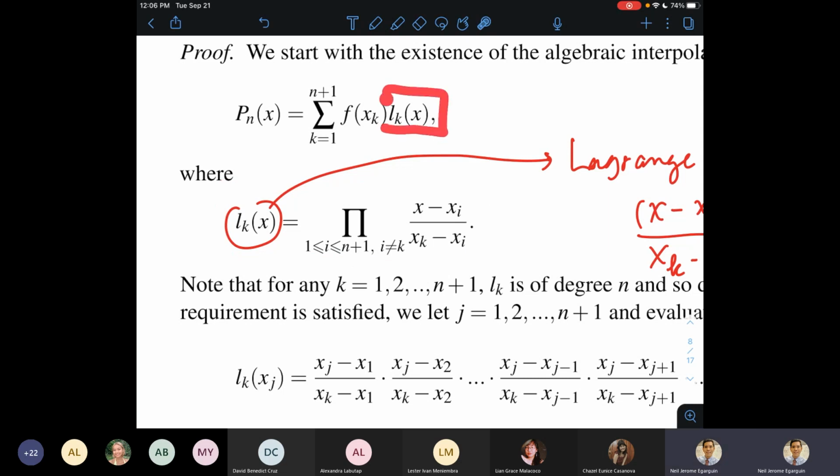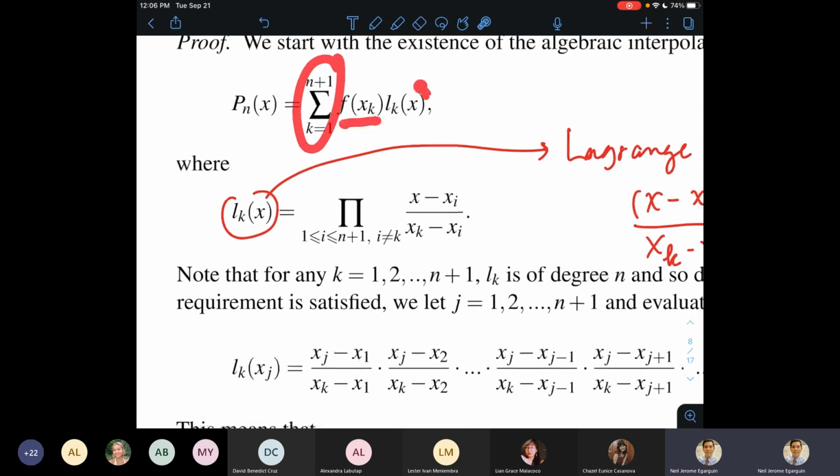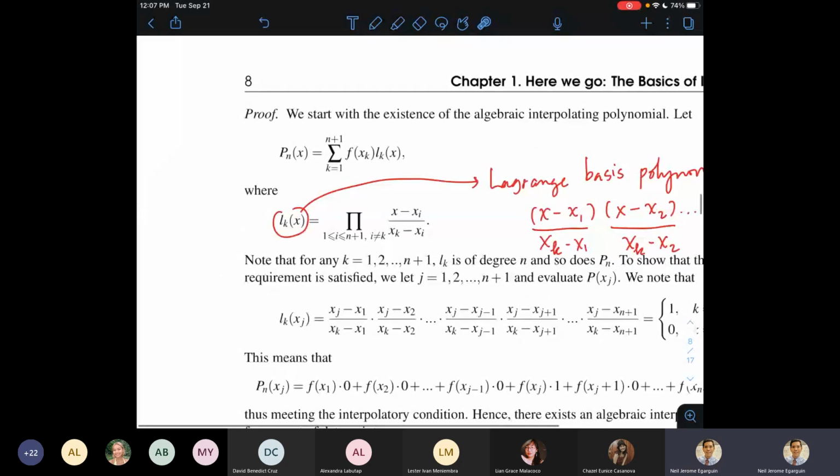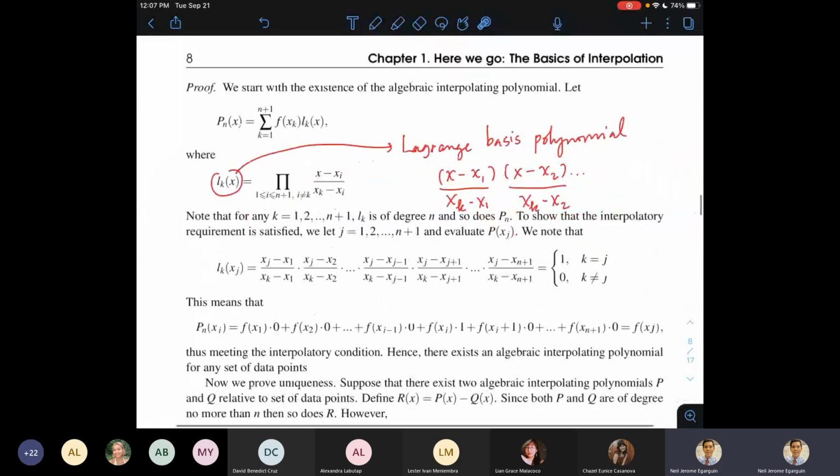So bawat LK ay degree n, tapos yung f of x sub k ay function values lang naman. So mga constants yan. So si P ay sum, okay, ng mga function value, mga constant, times polynomial of degree n. So ibig sabihin, P should be degree n. Alright? So hopefully you see why that is true. And then, so okay na. So si P sub n ay polynomial of degree not more than n. So we only need to check na satisfy ba niya yung interpolatory requirement.